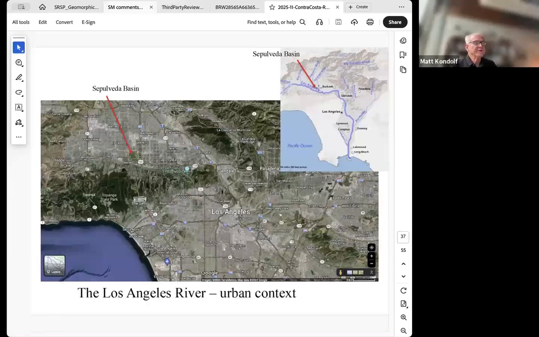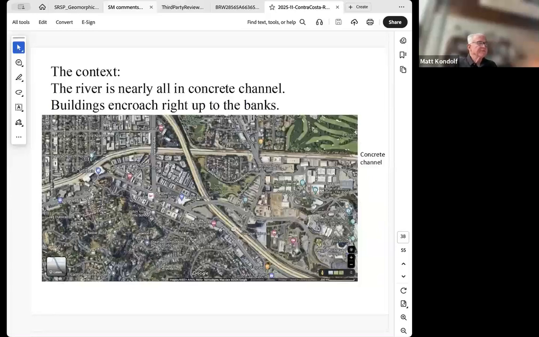But here you see where the Sepulveda Basin is located. It was one of two flood control basins built by the Army Corps of Engineers in the mid-20th century. This and then Hansen Dam up here on Tujunga Wash is another big flood control basin.